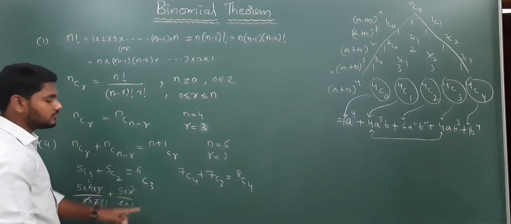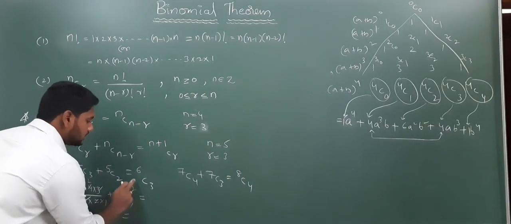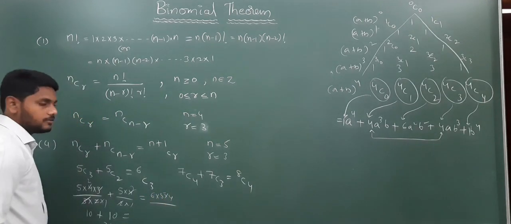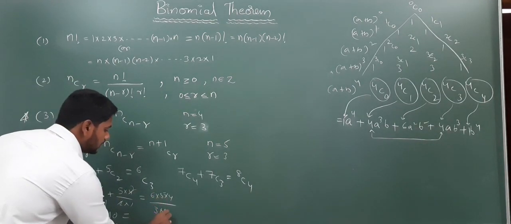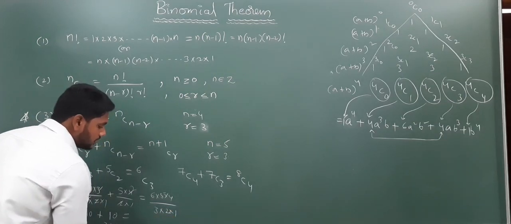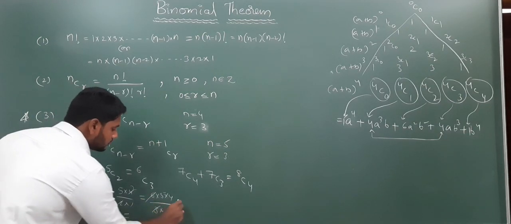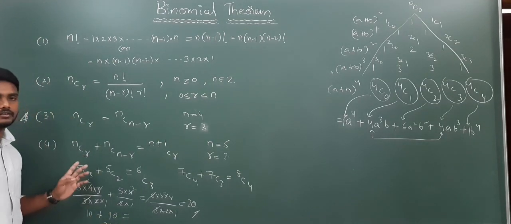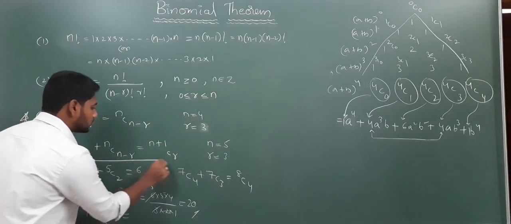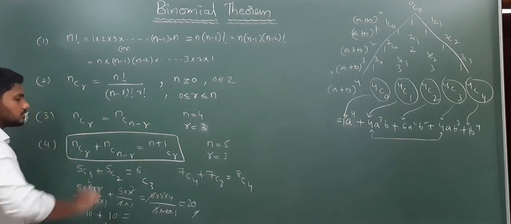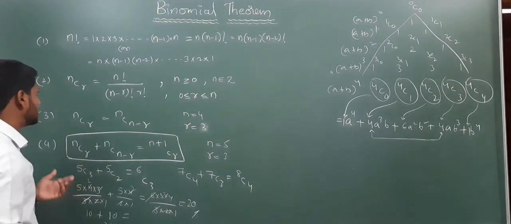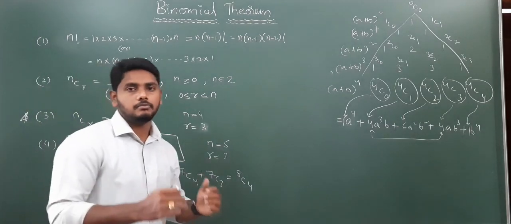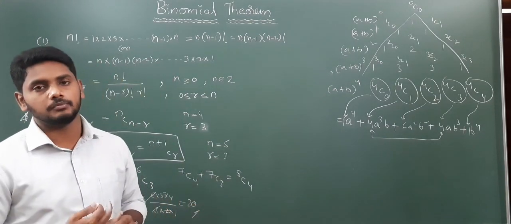Now what is the value of 6C3? 6C3 means 6 you decrease 3 times: 6 into 5 into 4 divided by 3 into 2 into 1. 3 twos are 6, 5 fours are 20. So that 20 is equal to this 20, right? We can use this formula in problem solving whenever it is required. So these are the 4 important formulas to solve the starting basic problems of the binomial theorem.